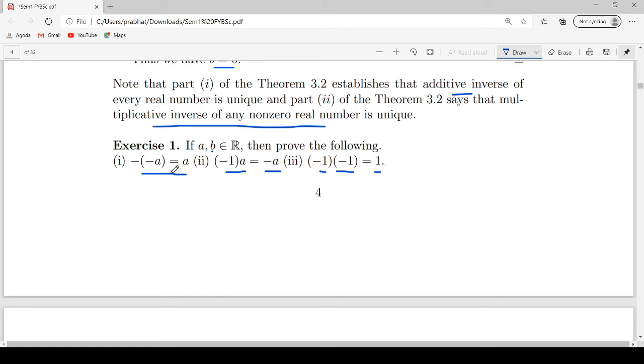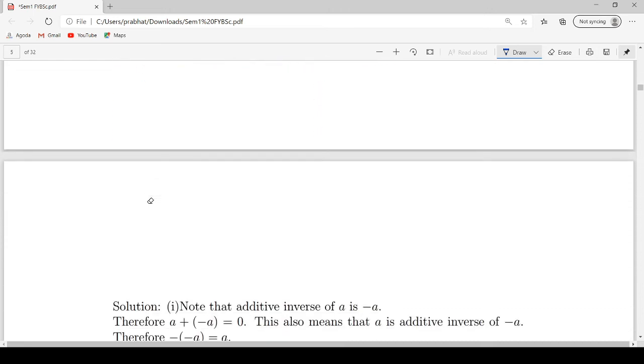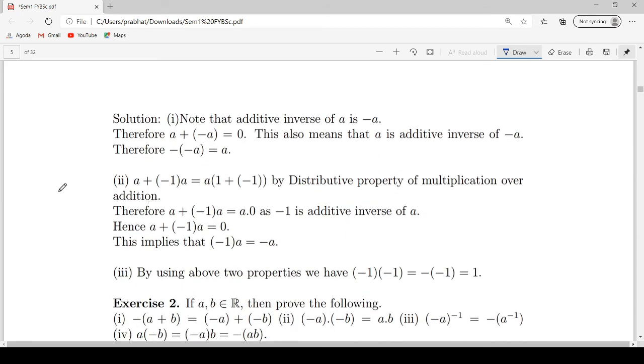First we will prove minus of minus A is equal to A. That means additive inverse of minus A is equal to A. Now additive inverse of A is minus A. Therefore, by definition of additive inverse, you have A plus minus A equal to 0. But what is additive inverse of minus A? Additive inverse of minus A will be that element which when added to minus A gives you 0. But that element is A here, and we have proved that additive inverse is unique. Therefore, additive inverse of minus A should be equal to A. That is, minus of minus A should be equal to A, and your first statement is proved.